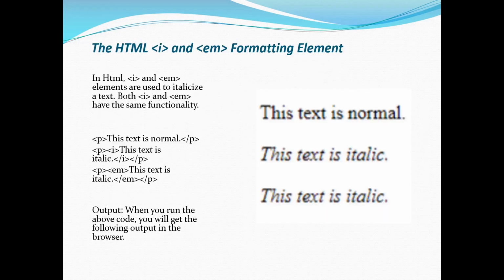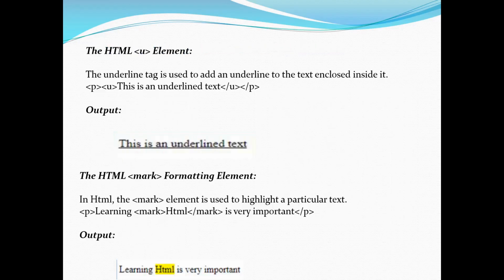Now we have the HTML i and em formatting elements. Why have we again kept i and em together? They both are used to make your text italic. They both have the same functionality. You can see if you are using the i tag and the em tag, the output is the same. So you write your paragraph and inside your paragraph you put i and em to emphasize it. So both do the same kind of work.